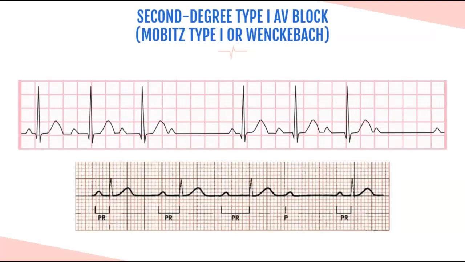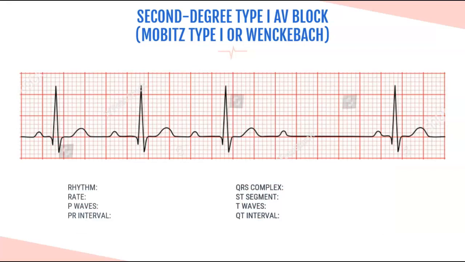Second-degree type 1 AV block, or Mobitz type 1 or Wenckebach, is when each impulse from the SA node is delayed slightly longer than the previous impulse until an impulse fails to be conducted to the ventricles and it drops. You can remember type 1 second-degree AV block as longer, longer, longer, drop, which rhymes with Wenckebach. The PR interval gets gradually longer until a P wave fails to conduct to the ventricle, and when that P wave fails, that is considered your dropping.